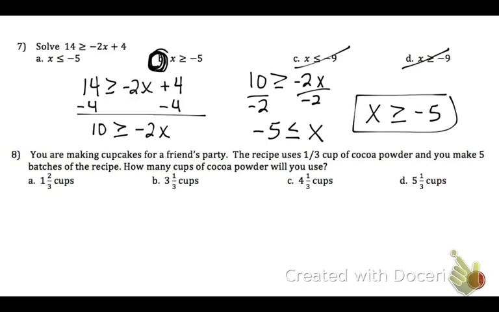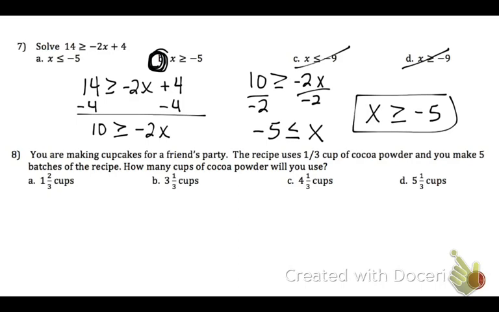Problem 8. You're making cupcakes for a friend's party. The recipe uses 1/3 cup of cocoa powder, and you're making 5 batches of the recipe. How many cups of cocoa powder will you use? So first of all, let's look at some answers that we could probably cross off. Answer D, 5 and 1/3 cups. That seems like a lot.